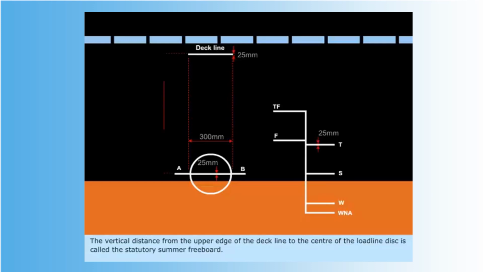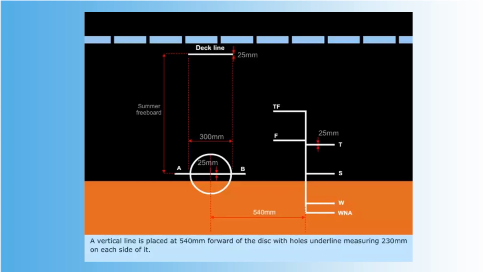The vertical distance from the upper edge of the deck line to the center of the load line disc is called the statutory summer freeboard. The letters on either side of the disc represent the classification society. A vertical line is placed 540 mm forward of the disc, with horizontal lines underlined measuring 230 mm on each side of it.